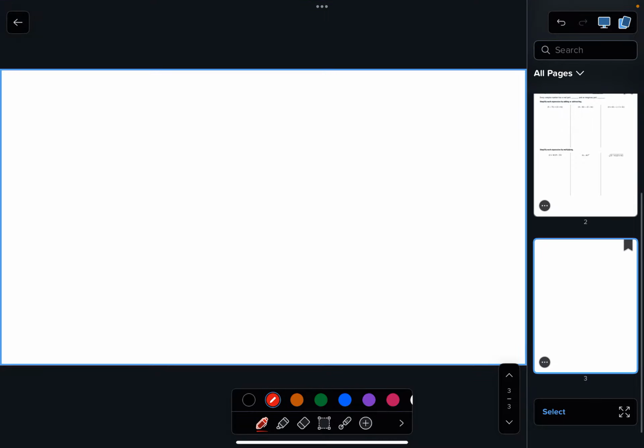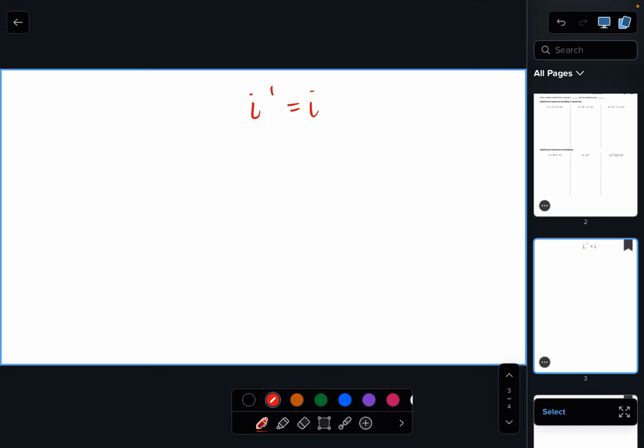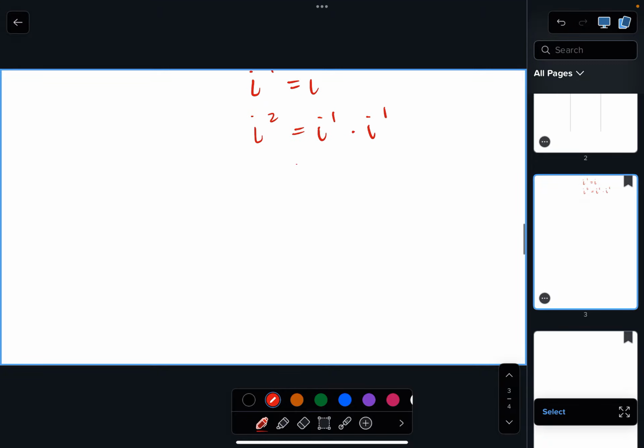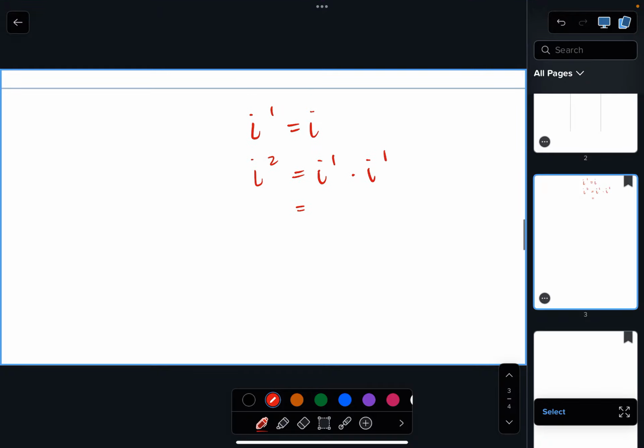Okay, breaking this down. We said I1 is I, correct? I1 is I. Okay, I2 is I1 times I1, correct? Yes. So what does I1 represent? It represents the square root of negative 1.